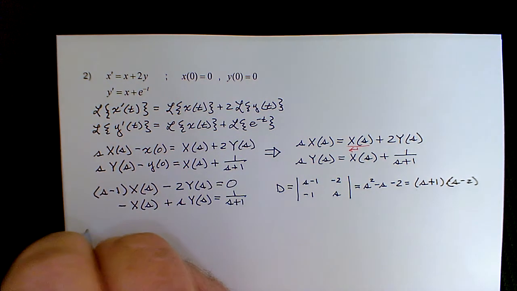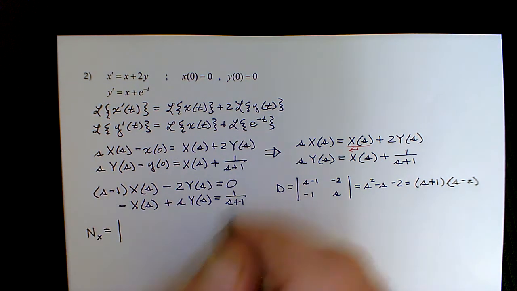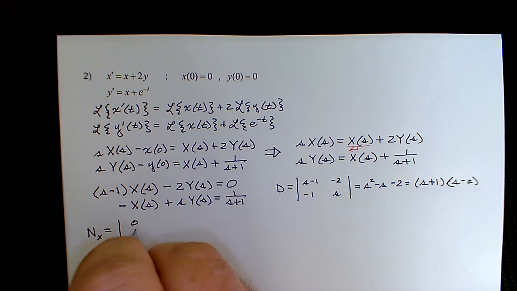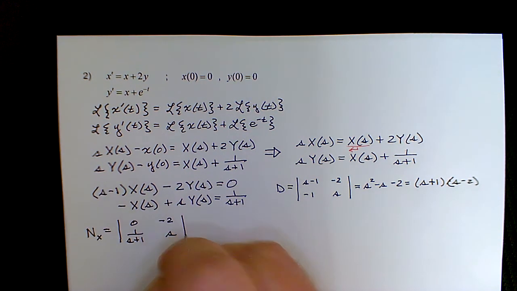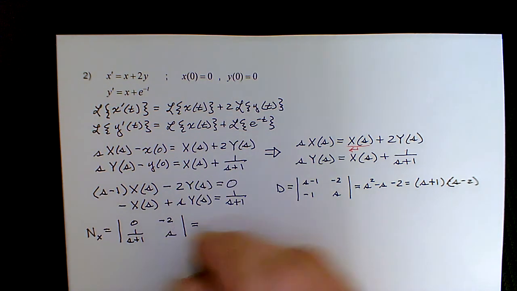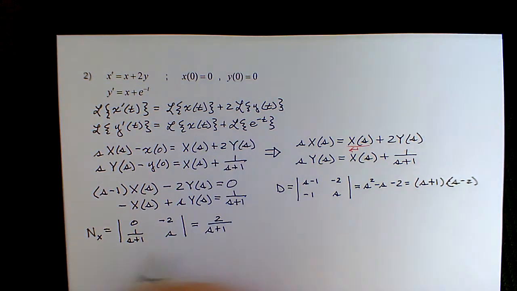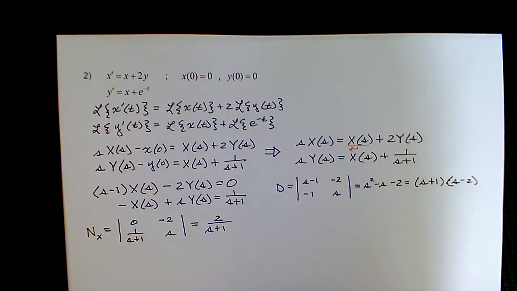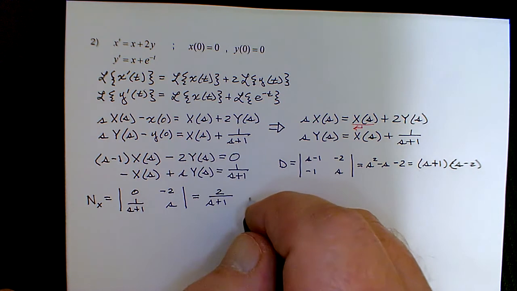Okay, so now to solve for x, the numerator of x is going to be replace the x column by the solutions, 0, 1 over s plus 1, leave the y's alone, negative 2, s, and so we get 0, and then minus negative 2 over s plus 1 is just 2 over s plus 1. Okay, so then I want to just take care of solving for x completely like we did in the last example, and then we'll do the same thing over again for y.